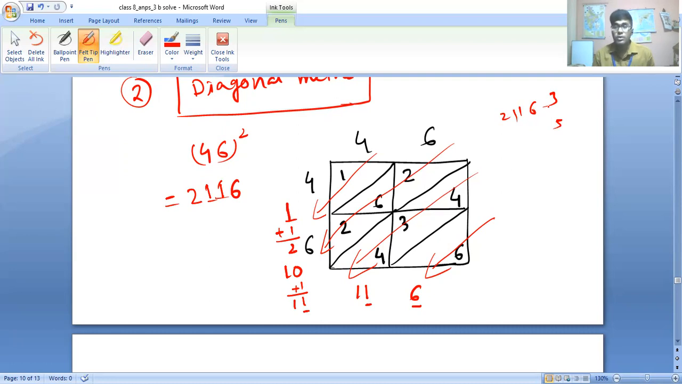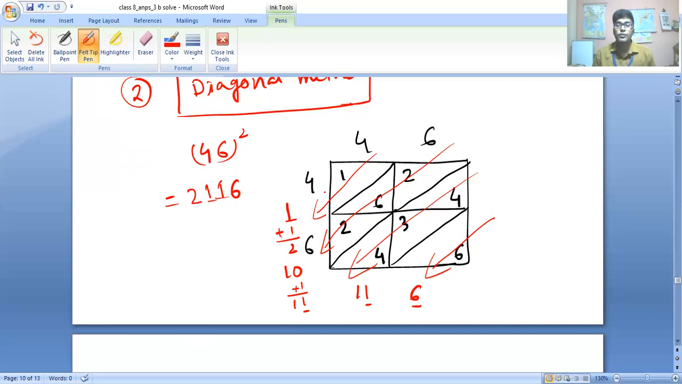Okay, so just check whether this is correct or not. Understood, students? Again, let me repeat. For 46 whole square, we are doing it by the diagonal method. 4 6 we have written, and here also 4 6 we have written. In this box, we will separate it by 4 lines equally, making 4 boxes, and then we will multiply each of them and write it like this.